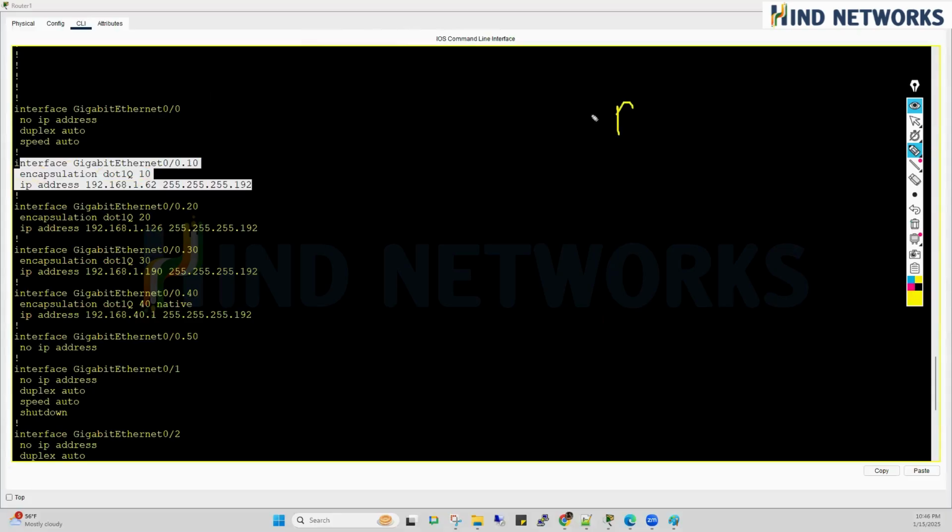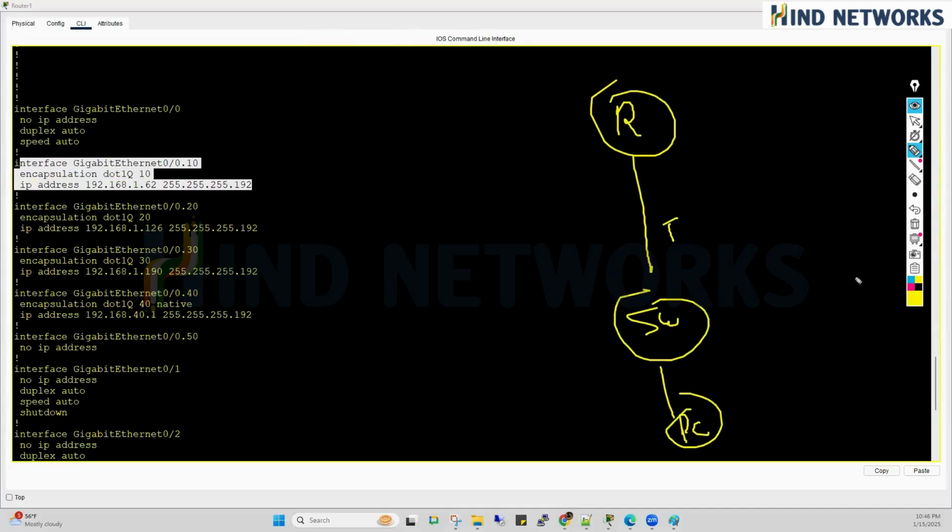Try to understand. This is the router. This is the switch. And this is, for example, a PC. And this is the trunk. When this PC sends the packet and it reaches the switch, the switch receives this packet on VLAN number 20. The switch is forwarding this packet with the VLAN number 20 tag. Router receives. Clear? Now the router performs routing.